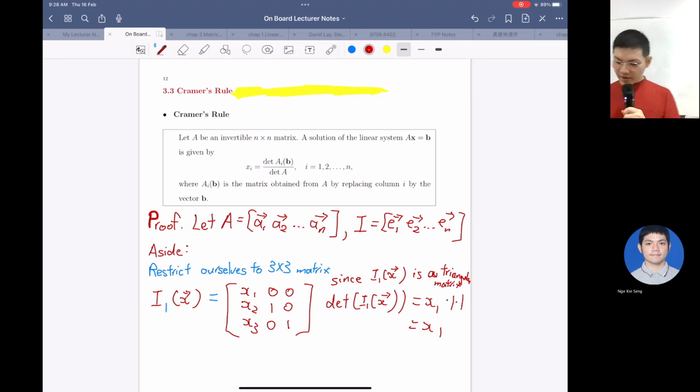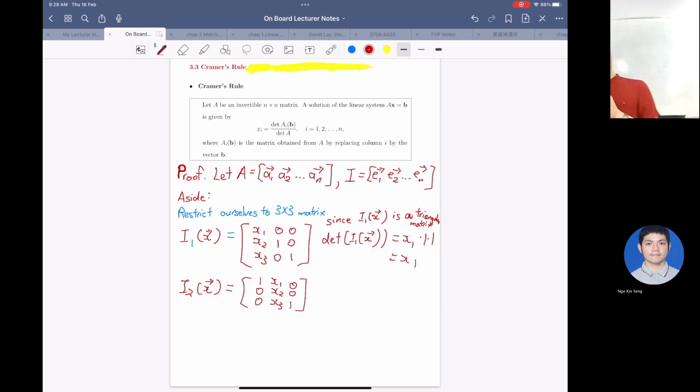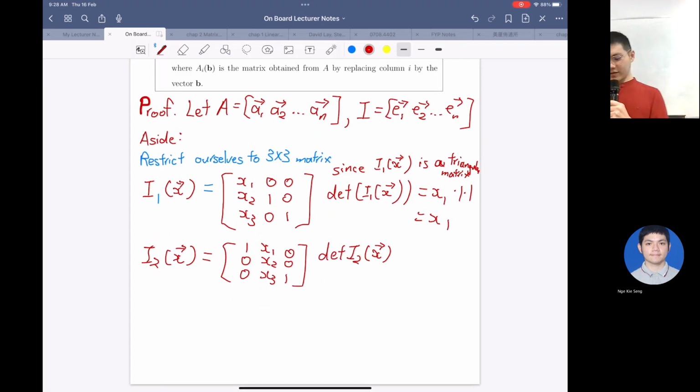How about we play around with this some more. Let's do it on I2. Let us insert the vector x into the second column and see what's going on. So what's the determinant of I2(x)?